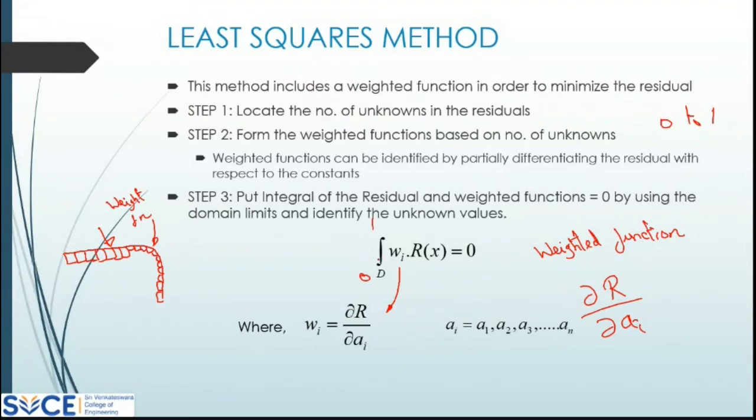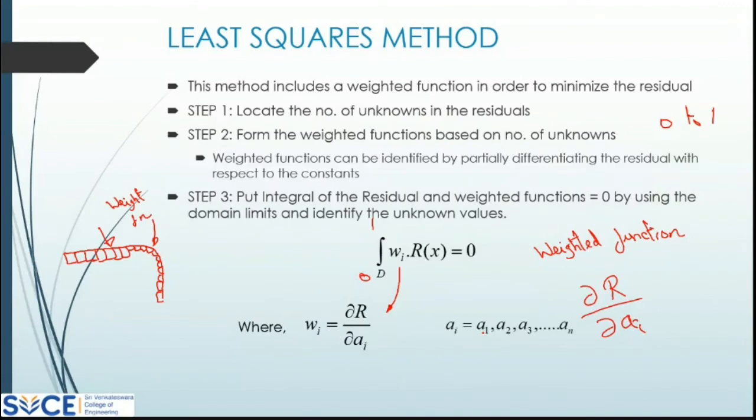Okay? But this one will change. W1 is ∂R/∂a1. W2 is ∂R/∂a2. Right? This will change, but this thing doesn't change. In order to avoid this problem, we introduce this, so that it will be a more accurate answer. As I told you, this is more accurate when compared to your subdomain.